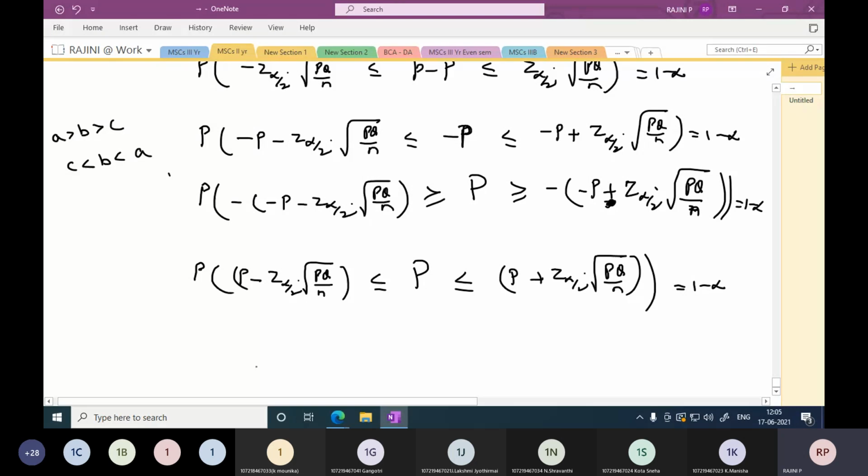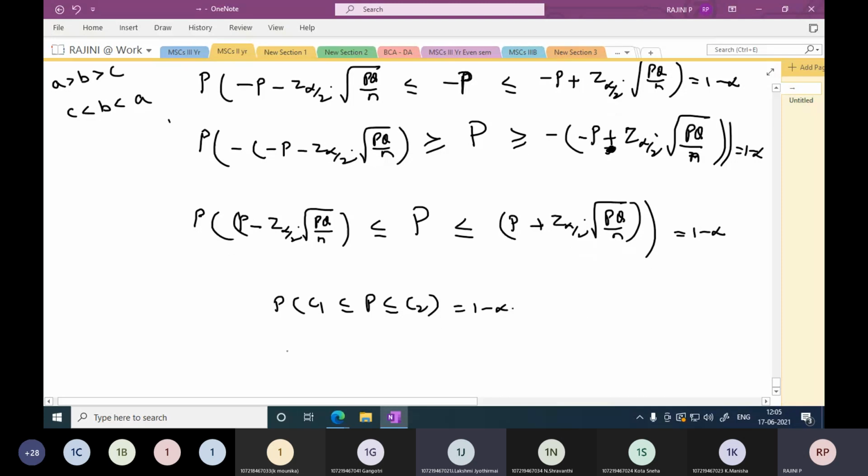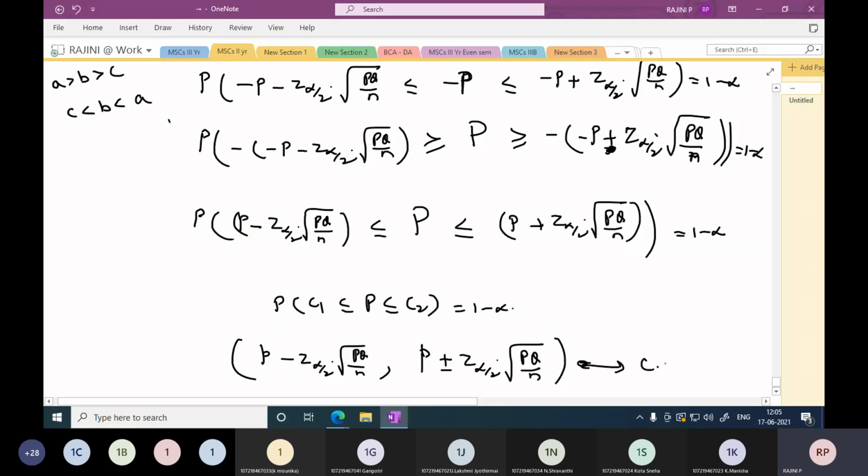Now compare with this one: C1 less than or equal to capital P less than or equal to C2 is equal to 1 minus alpha. Now check what C1 and C2 are. C1 is p minus Z alpha by 2 under root PQ by N, and C2 is small p plus Z alpha by 2 under root PQ by N. This is known as the confidence interval, with what percentage? 1 minus alpha into 100 percentage.